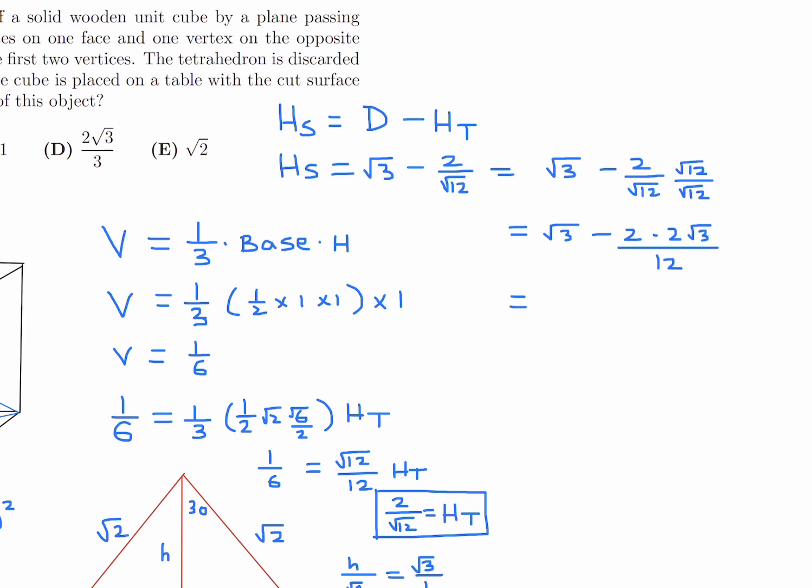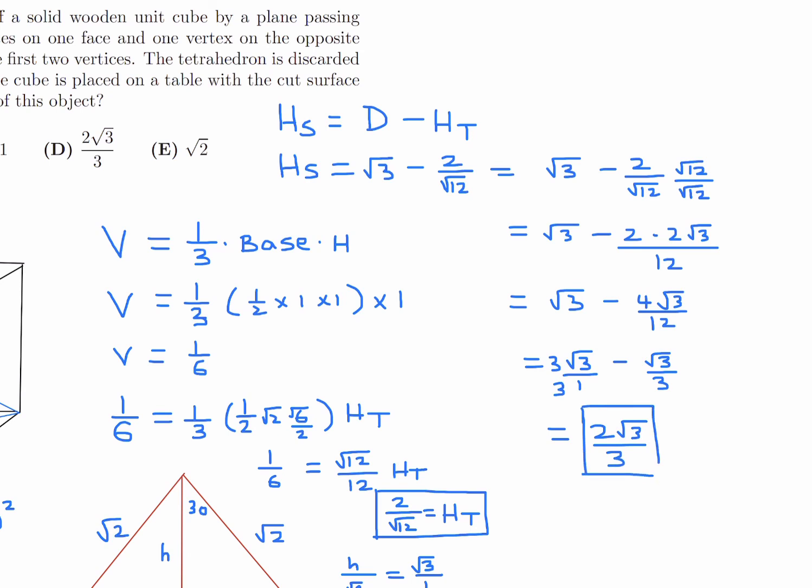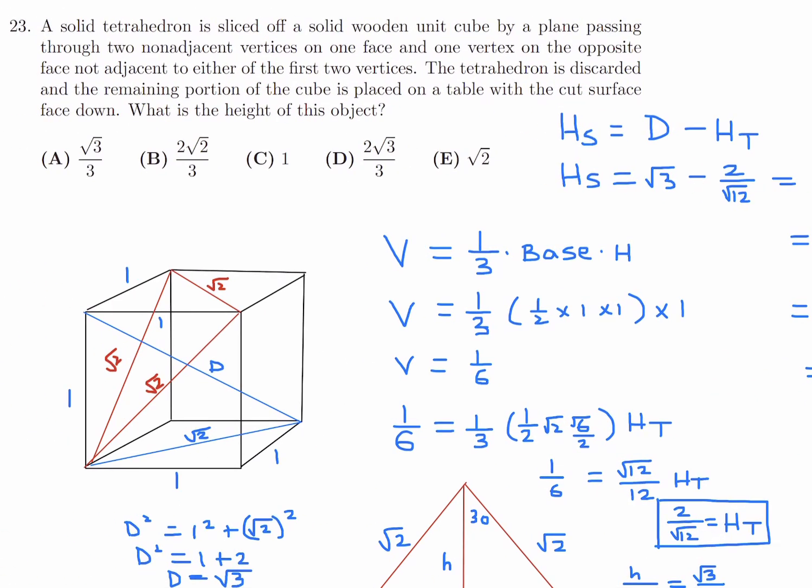So that means you've got root 3 minus 4 root 3 over 12. This reduces to root 3 over 3. And then finally we just add the fraction. 3 root 3 minus root 3 is 2 root 3 over 3. And there you go, 2 root 3 over 3. And number 23, therefore, the answer is D.